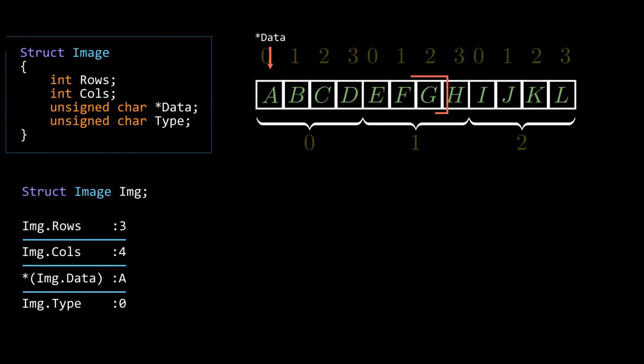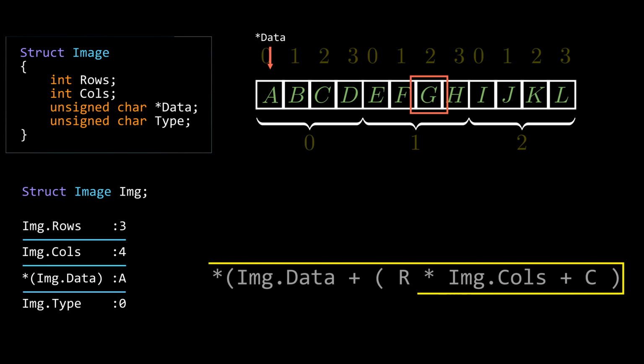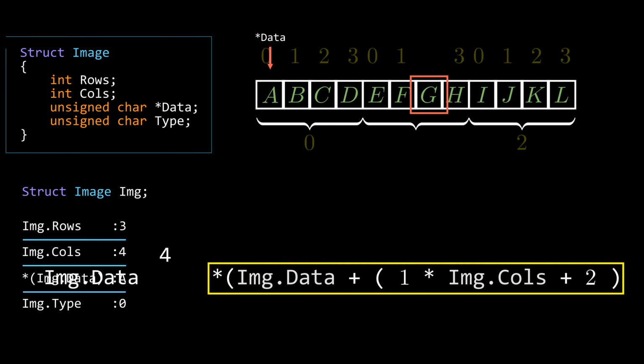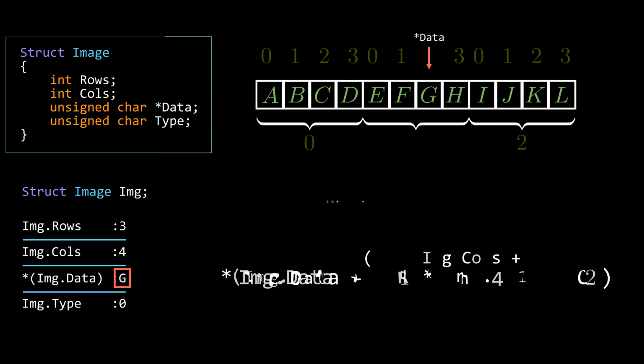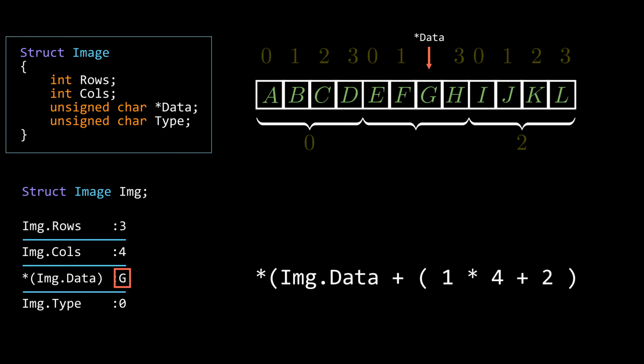Using the structure format, the value of pixel G would be pointer to image data plus r times image.columns plus c, where r is the row number indexed from 0 and c is the column index. For this example, pointer to image data plus 1 times 4 plus 2 will yield the value G. There are other ways to formulate access schemes into linear arrays that have two-dimensional data mapped to them.